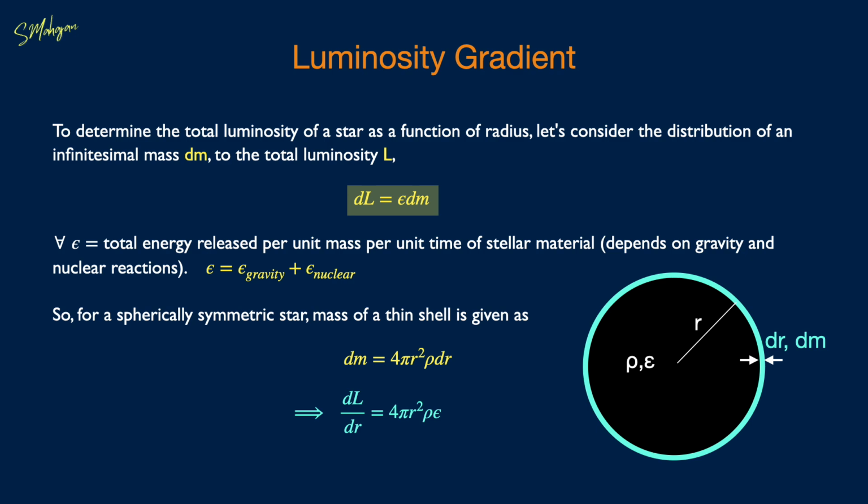Now, for a spherically symmetric star, the mass of a thin shell will be given by dm equals 4 pi r squared rho dr, where rho is the density of the material in the star. This leads us to the final equation, dL by dr is equal to 4 pi r squared rho epsilon. Notice that this change in luminosity per unit radius, the luminosity gradient, depends upon the distance from the center, the density of the material, and epsilon, which is the total energy released per unit mass per unit time in the star.